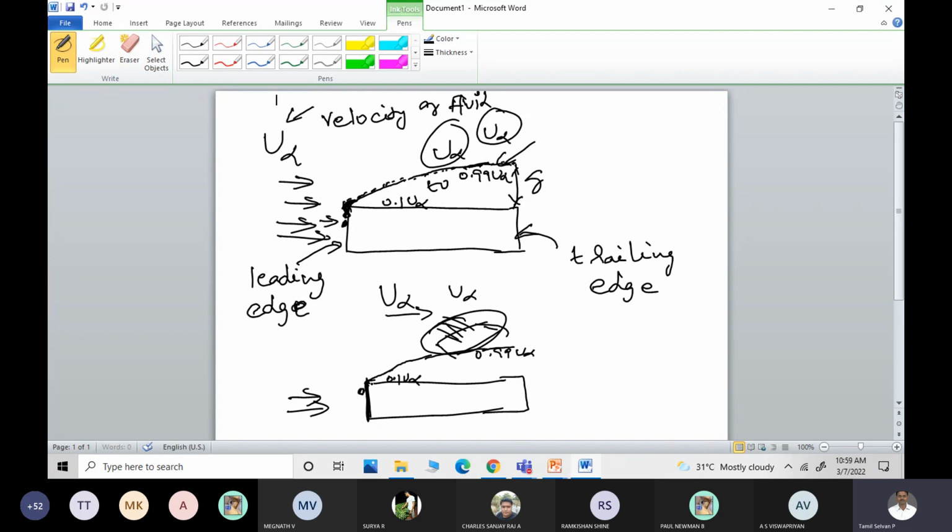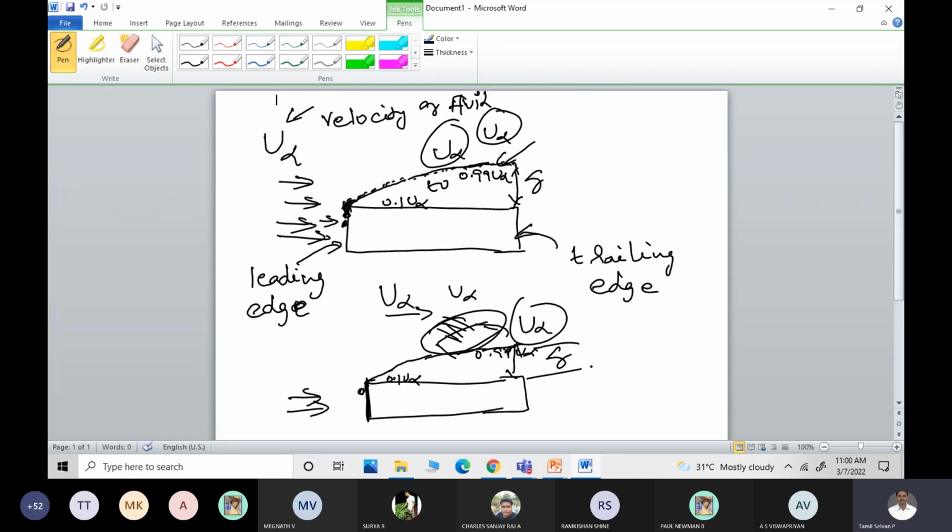Okay, so from 0.1 to 0.99, that particular area is said to be the boundary layer area, and beyond which you will be having the original velocity u infinity. Okay, so this is a small layer, and this boundary layer thickness is usually mentioned as del.